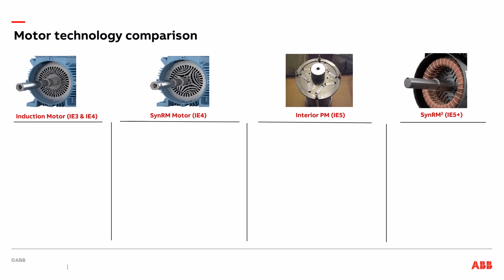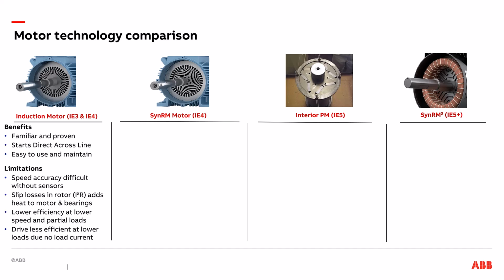Now let's take a look at the different motor technologies we compare with the drive. We'll begin with induction motors. These motors are the most familiar and proven technology in electric motors. They now come with the ability to satisfy up to an IE4 international efficiency standard. They have the ability to run directly across the line, which means they can operate without a drive, or they can be paired with a drive and bypass package.